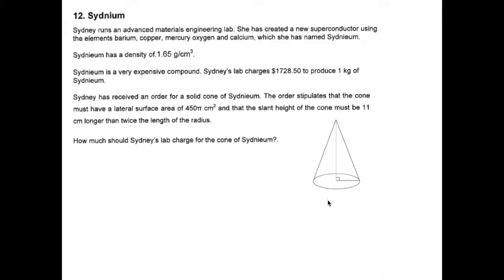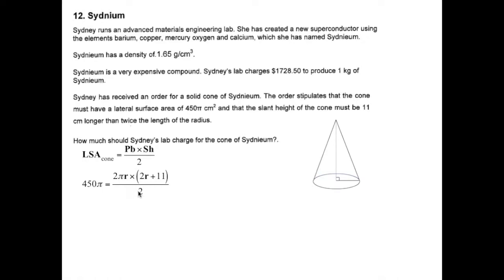We have to figure out the radius and the slant height, and we're told that the lateral surface area is 450 pi centimeters squared. So the lateral surface area of a cone is perimeter of the base times the slant height divided by 2. The lateral surface area is 450 pi. The perimeter of the base is going to be the circumference of the circular base, which is 2 pi r. The slant height, we're told, is 11 centimeters longer than twice the length of the radius, so 2r plus 11.